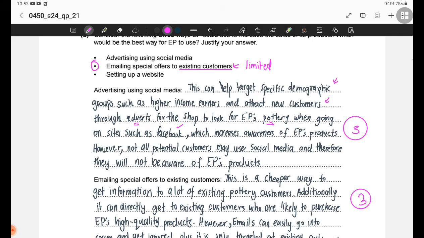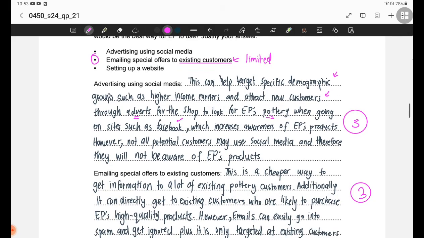Now let's look at the justification. However, not all potential customers may use social media. This is probably the only downside I can think of, but there's more. Not many can use social media and therefore will not become aware of EP's products. Let me check what others you can add.